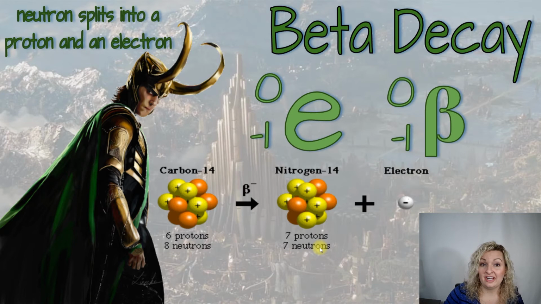The mass has not changed because a neutron and a proton both have 1 AMU, and we're just switching from a neutron to a proton. So it actually doesn't affect our mass. It just affects what element it is. Okay, so it's going to move 1 up on the periodic table, and it's going to kick out that electron.